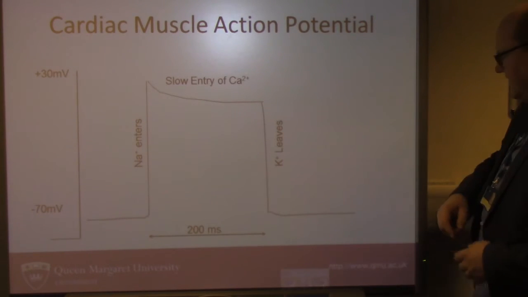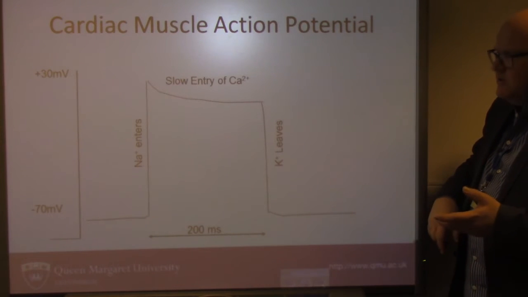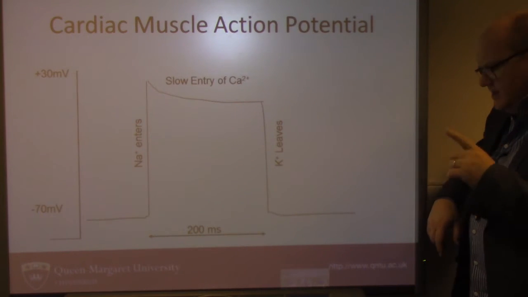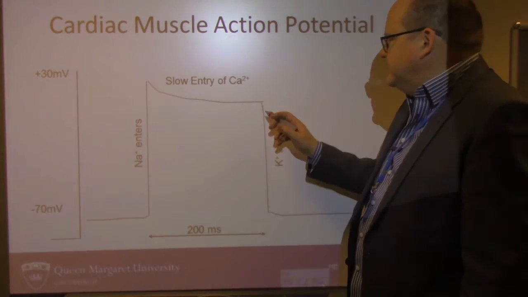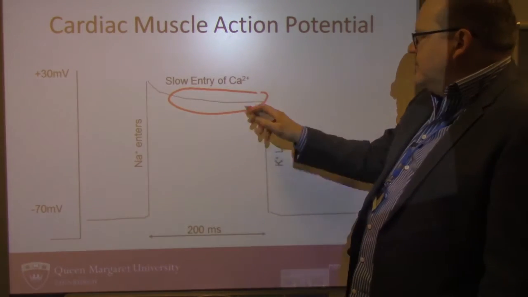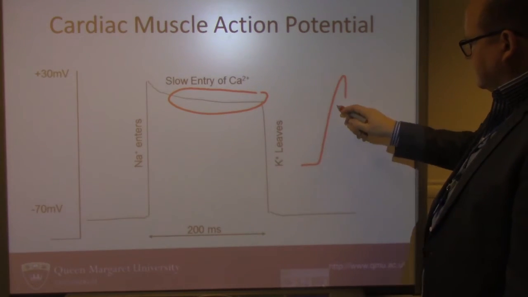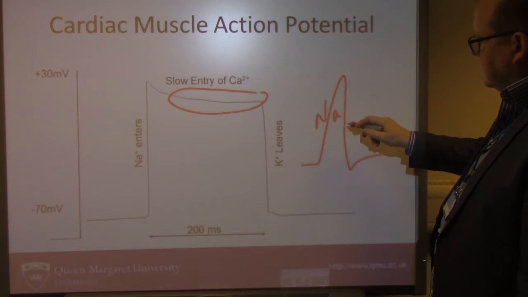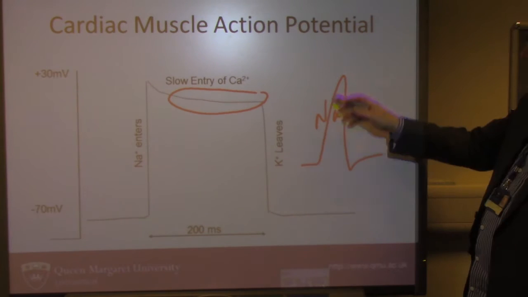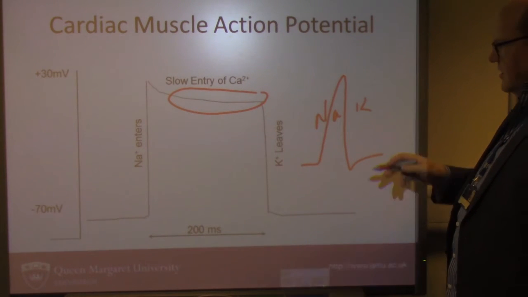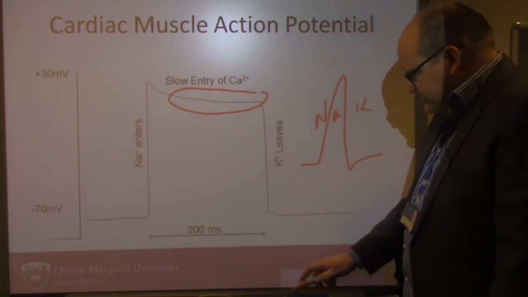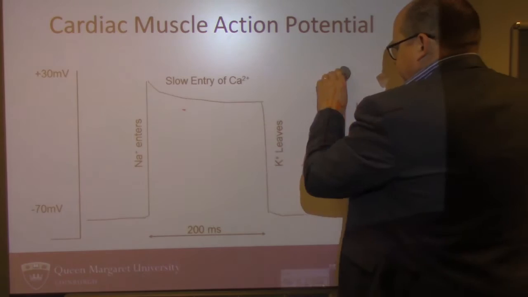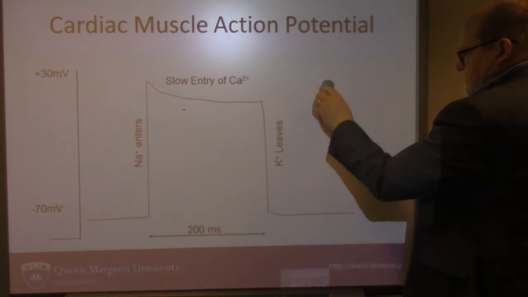So when you look at a cardiac muscle action potential, that differs from a neuronal action potential in one key characteristic, and that is this bit here. Think of an action potential. That's the sodium entry, and that's the potassium exit. Sodium, potassium. Up and then straight down. What you notice here though is when you get to this part here, let's take this one for a minute.